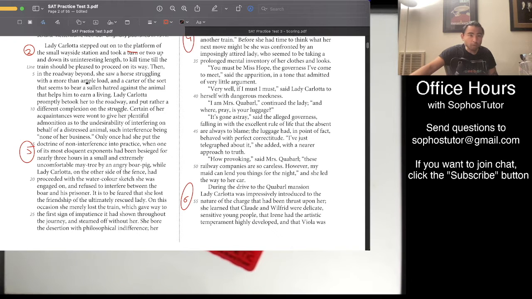Then, in the roadway beyond, she saw a horse struggling with a more than ample load and a carter of the sort that seems to bear a sullen hatred against the animal that helps him to earn a living. Lady Carlota promptly betook her to the roadway and put rather a different complexion on the struggle. Certain of her acquaintances were wont to give her plentiful admonition as to the undesirability of interfering on behalf of a distressed animal, such interference being none of her business.